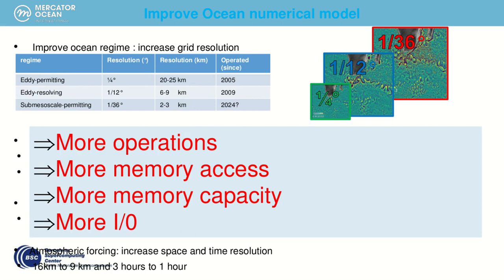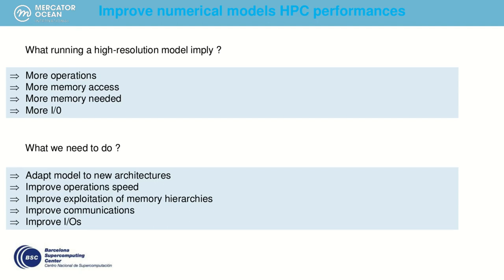So, practically, how can you increase the grid resolution and in general run models at high resolution? This involves more operations, more memory access, more memory capacity, and more I/O. So more of everything in computational terms. So what do we need to do? To adapt the model to new architectures, to run in the pre-exascale systems and exascale systems, improve the operations throughput, because it's not only adapting models to run, but also exploiting the parallelization and exploiting accelerators and exploiting all the improvements that these new computer facilities bring with them.